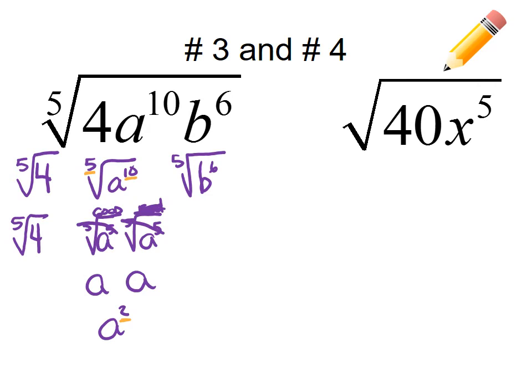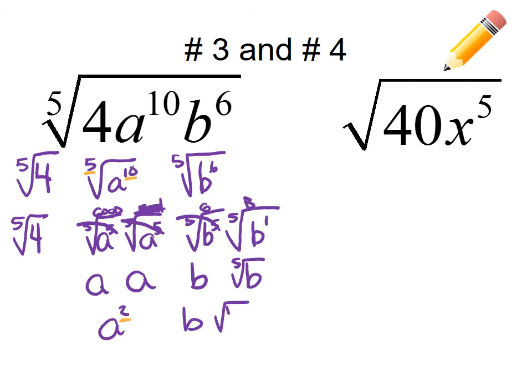Let's take a look at the b value. Here's where the good and bad will really matter. We've got 5th root. The 6 can be broken down into a 5 and a 1. 5 and 5 cancel, that's why they're good, so I'm left with a b. 5th root with the 1 power doesn't change. That's bad because it's going to remain there.